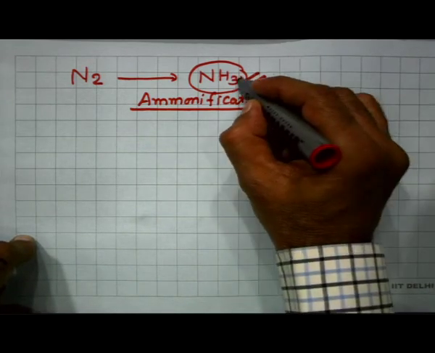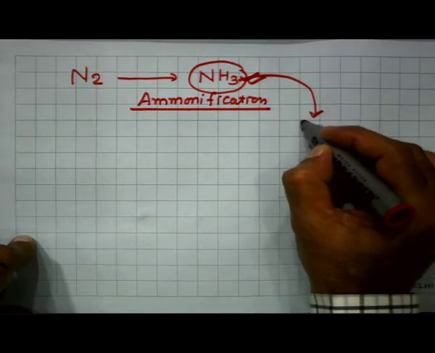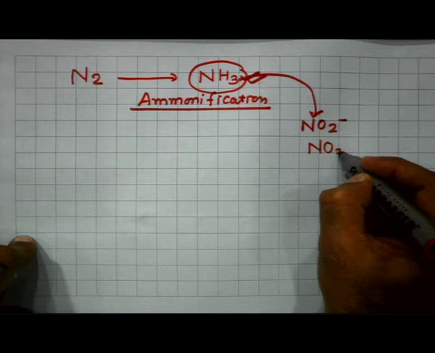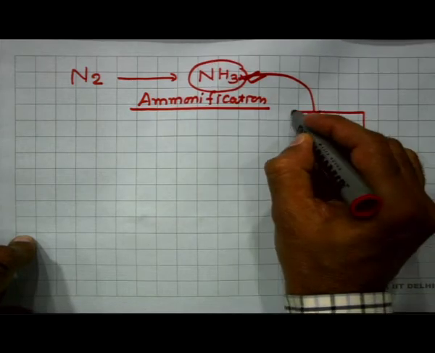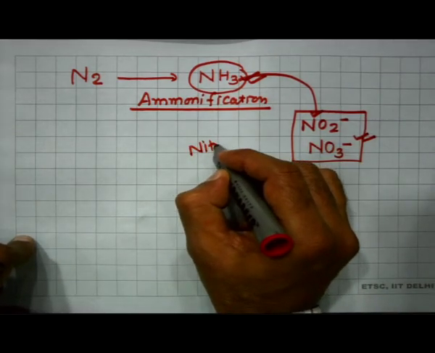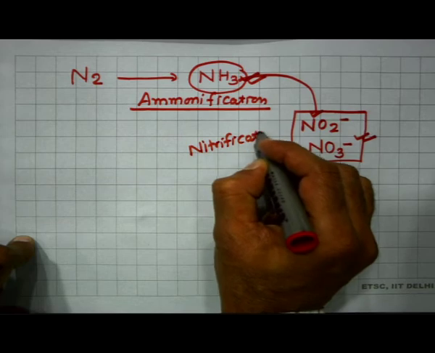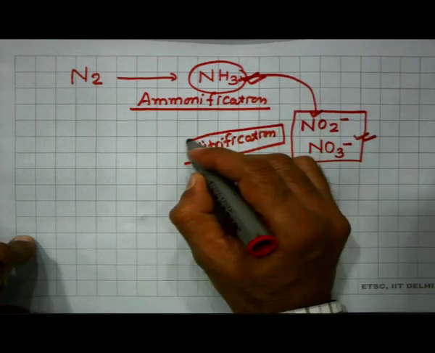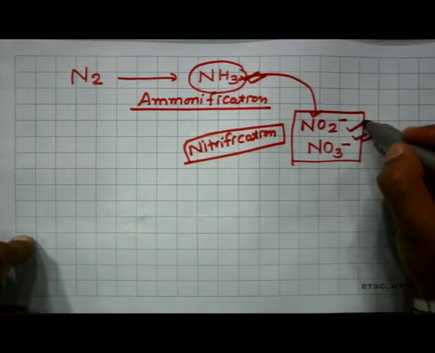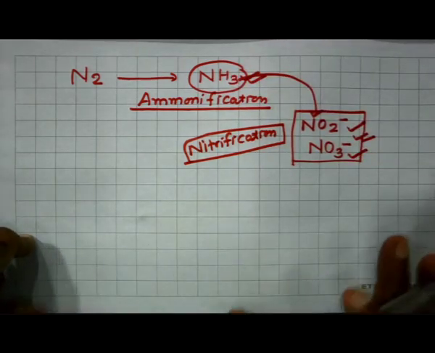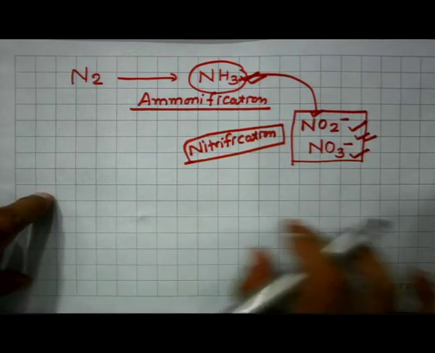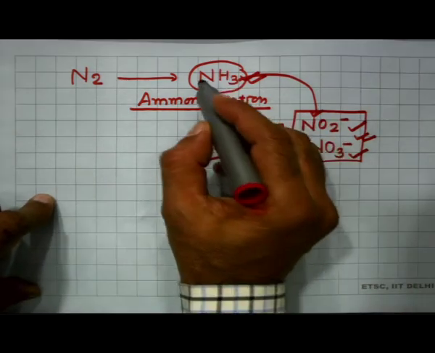This ammonia is converted into nitrite and nitrate. These are the usable forms for the plant. This process is called nitrification. Now, when the ammonia is converted into nitrite and nitrate, there is no problem. Plants readily absorb this and make various types of biological substances.